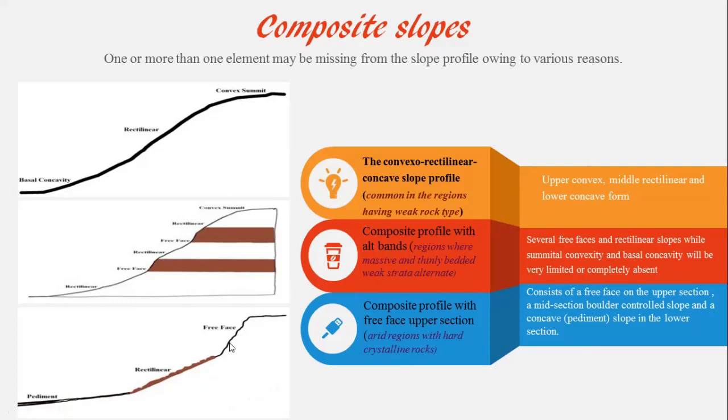If you have gone through my lecture on King's slope, there I have discussed this type of slope, wherein I mentioned that in King's slope also, one or two types, such as a free face, may be absent in one of the slopes. There I have discussed in detail the nature of the pediment.